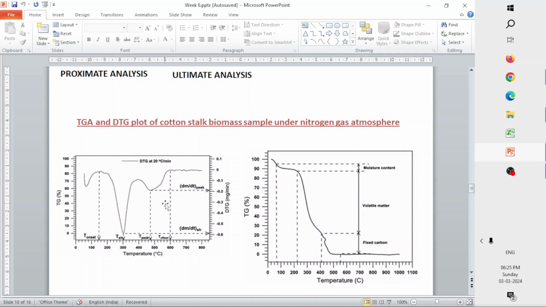Both the DTG and the TGA plot come simultaneously, so it will be easy for the analysis. And TGA is not used just for biomass, even though one of the major characterizations of biomass is the TGA. Even for other materials like metals, carbon based materials and polymers, we do this TGA plot to understand the thermal degradation pattern of how the particular material is going to degrade under different temperature conditions. So TGA is one of the many characterizations we do while characterizing the materials that we use for different applications.